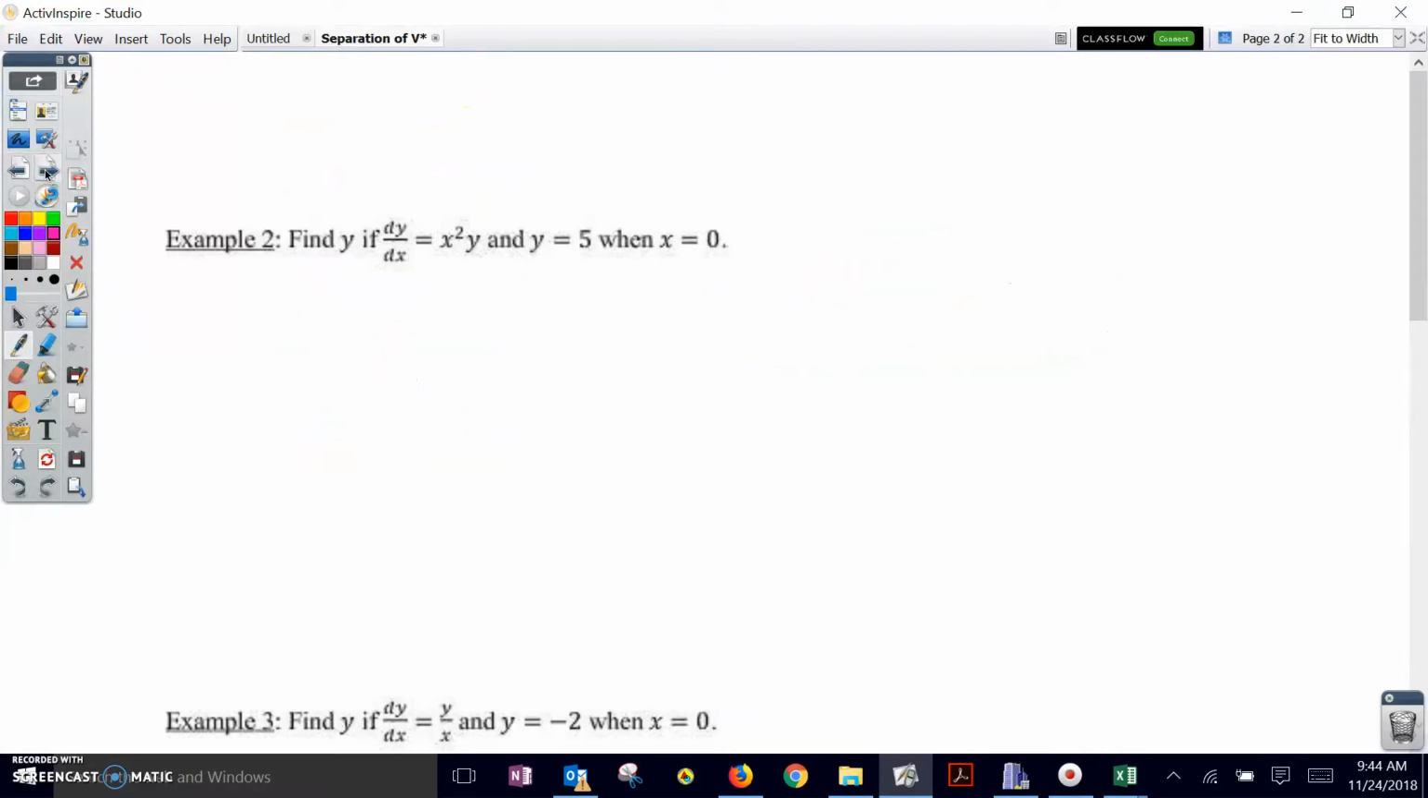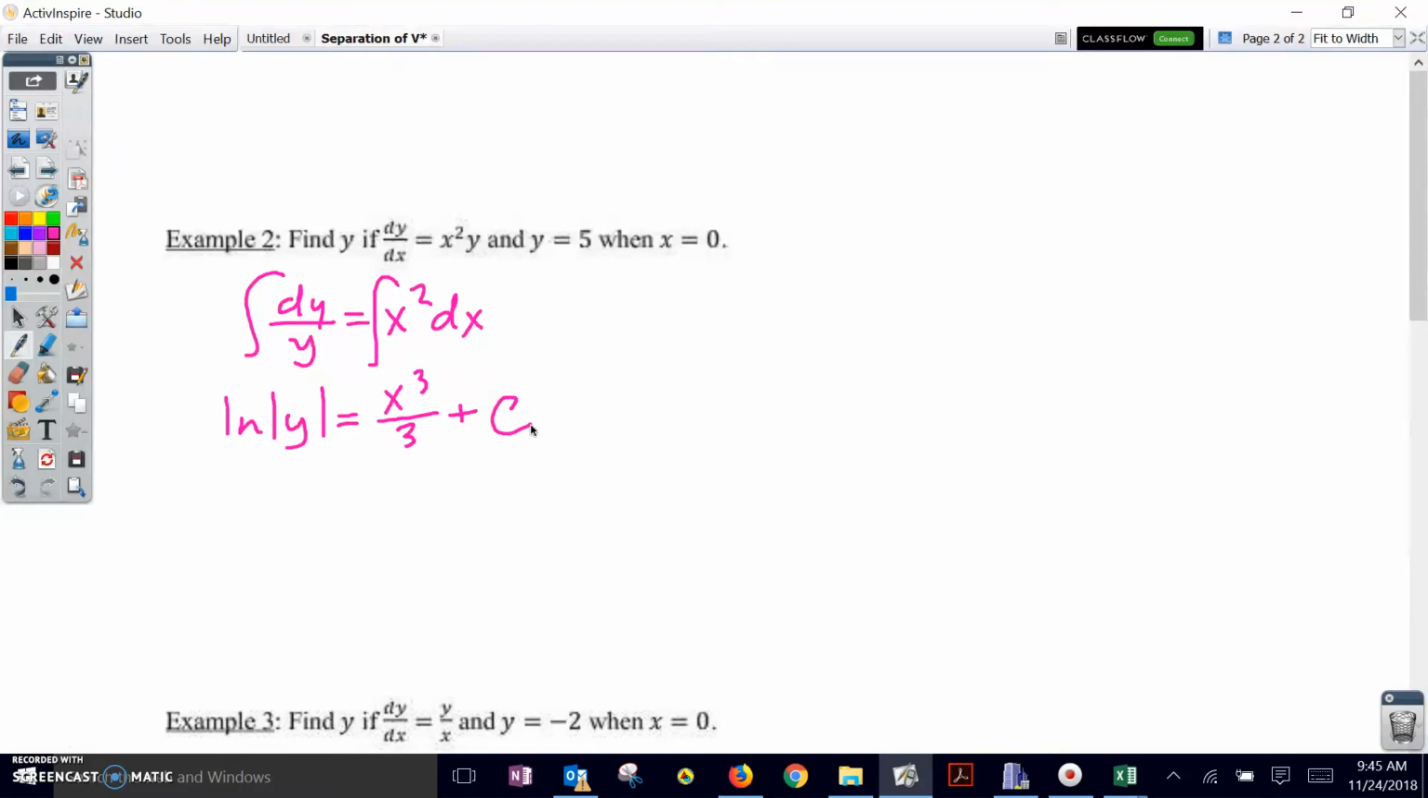On to example 2. We're going to find this function y if dy/dx equals x squared y and y equals 5 when x equals 0. A little extra layer here for us. We're going to solve for the constant of integration. So first I separate. I divide both sides by y, and I multiply both sides by dx. And then I'm going to integrate. And so we have the natural log of the absolute value of y is equal to x to the third over 3 plus our constant.